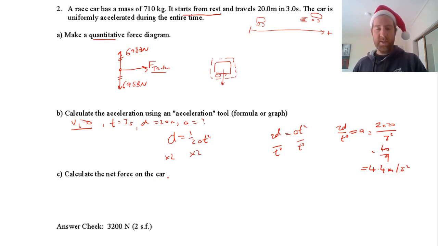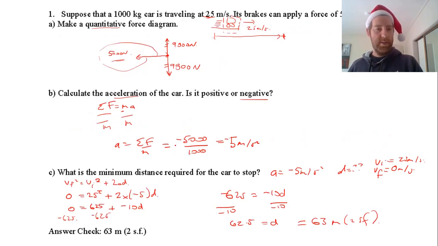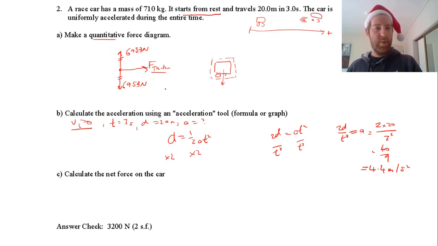Calculate the net force on the car. So this question is like the other question from question 1, but backwards. This one I had the force diagram first. I did total force equals MA, and then I went through and used an equation of motion. This time I'm using the equation of motion first, to work out my A. Now I'm going back to this, which is 17 times 4.4.